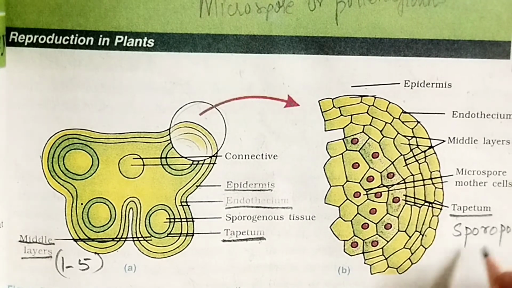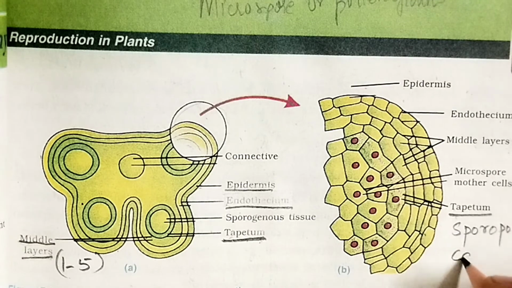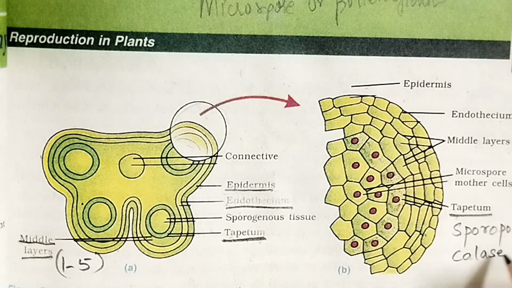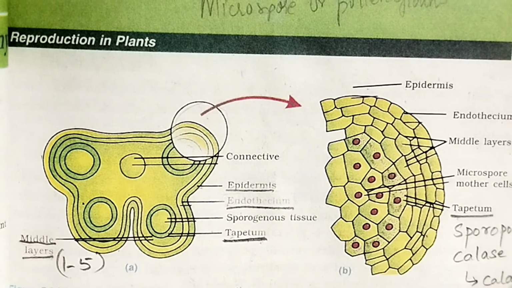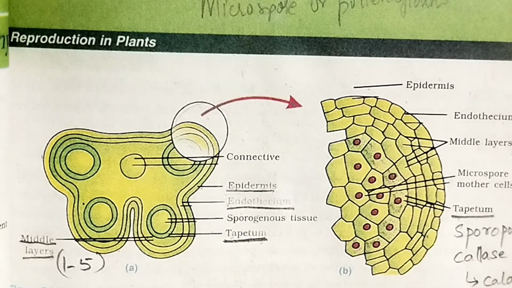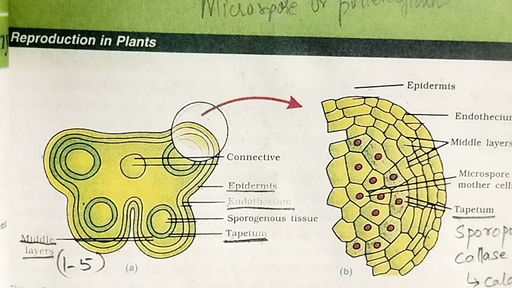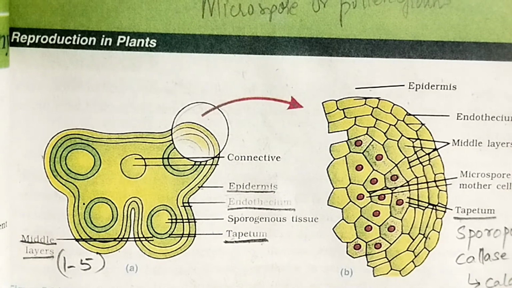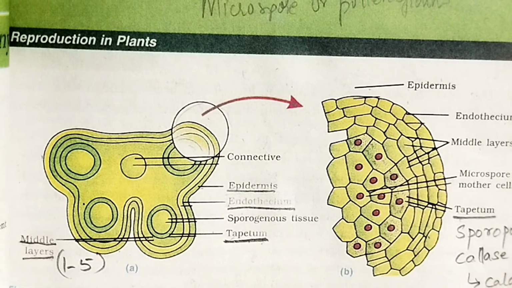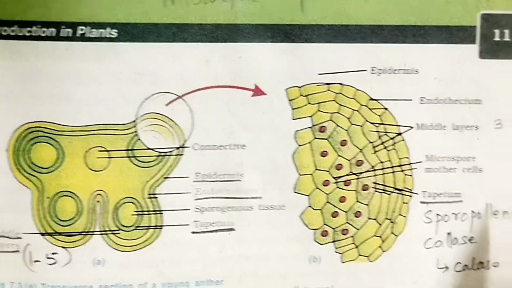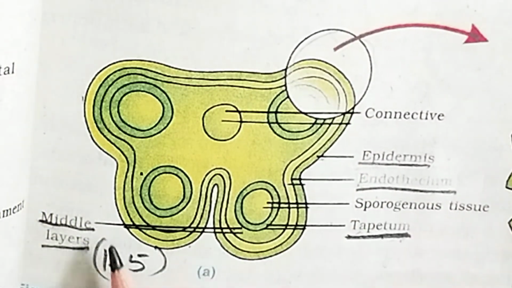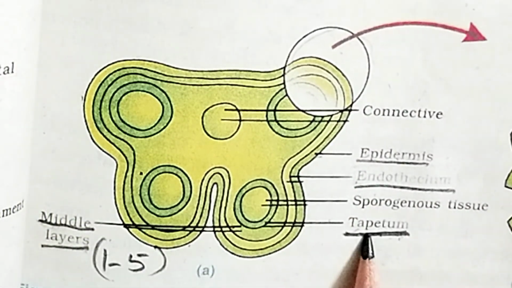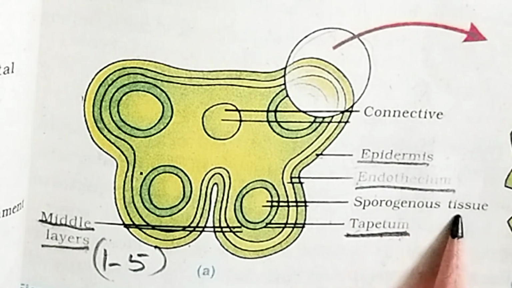And from here, one more substance is present called callase. Now this will release an enzyme called callase. Callase, spelling, then it is called an enzyme. This enzyme will help in degrading or breaking the sporopollenin and helps in dehiscence or rupturing of anthers. Now apart from this epidermis, endothecium, middle layers and tapetum, we also have sporogenous tissue, right?